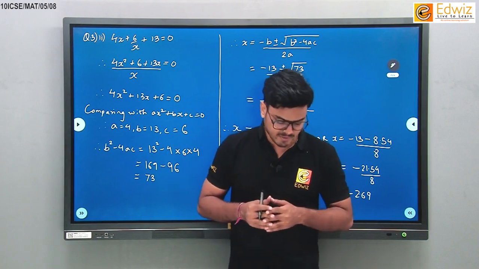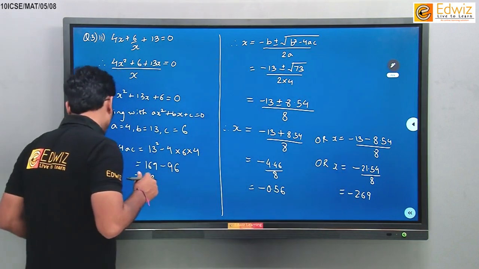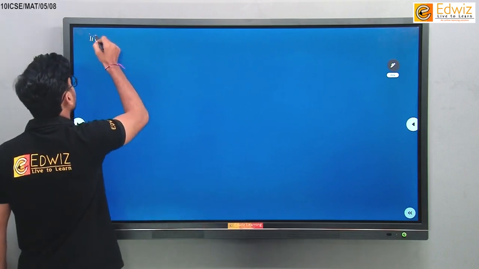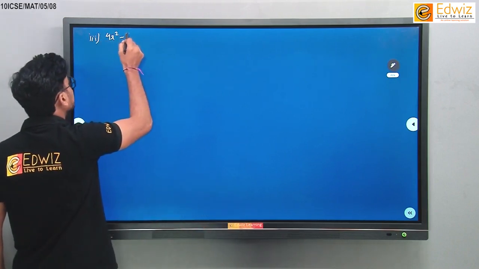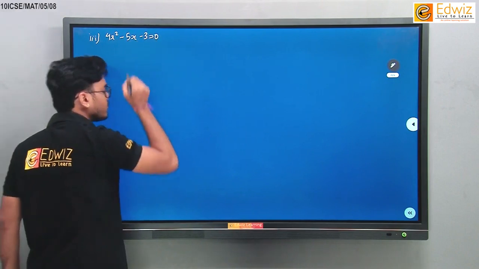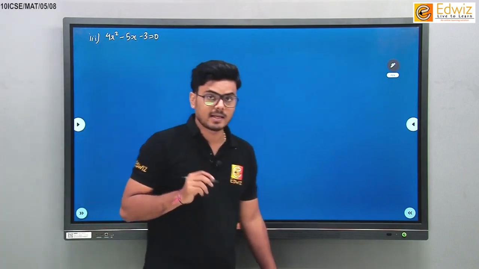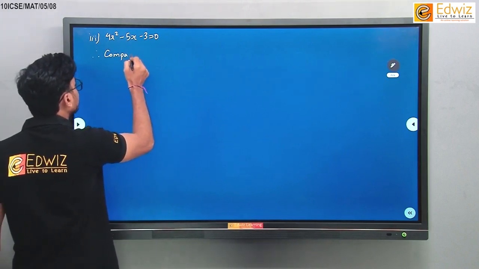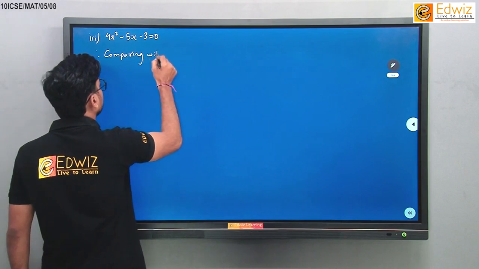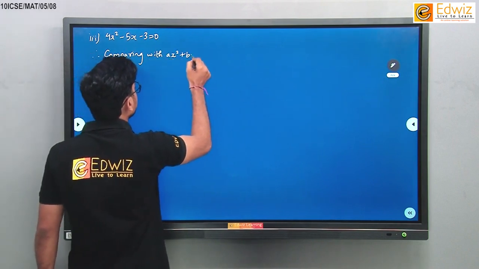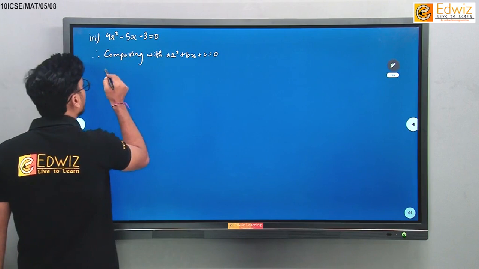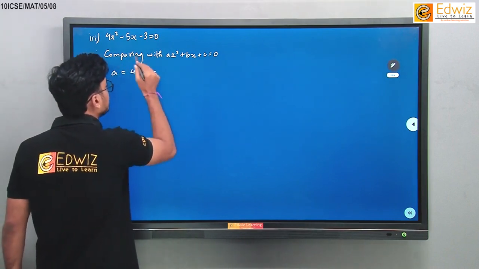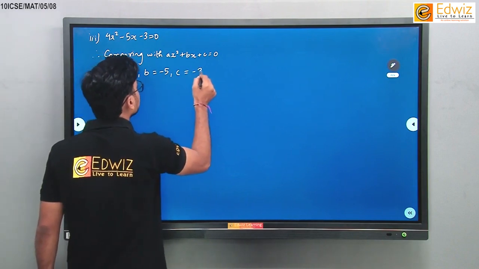4x square minus 5x minus 3 equal to 0. So the next question is third sub question. 4x square minus 5x minus 3 equal to 0. Let us continue. It is already in its standard form, so we will compare with ax square plus bx plus c equal to 0. Upon comparing, you can see that a is equal to 4, b is minus 5 and c is minus 3.